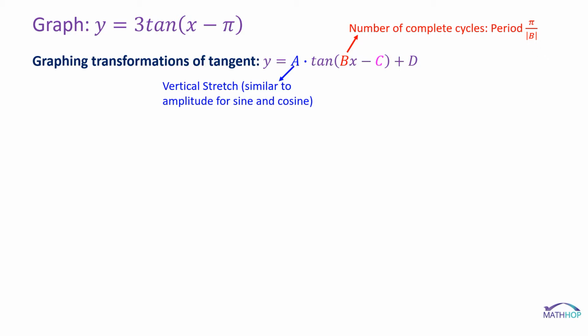You take the normal period pi, divide by the absolute value of B, that gives you your new period for the function. Because remember, if you're seeing more or less cycles of tangent, that's going to affect how long it takes to see a tangent cycle. If you're seeing less than 1 full cycle of tangent, your period's going to be longer. It's going to take longer. If you're seeing more than 1, your period's going to be shorter. It's going to take less time if you see more than 1 where you used to just see 1.